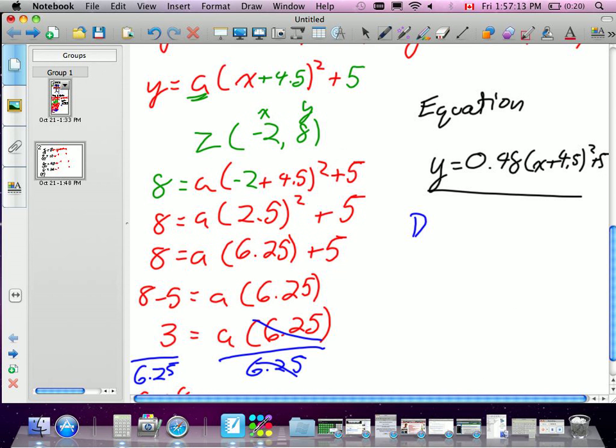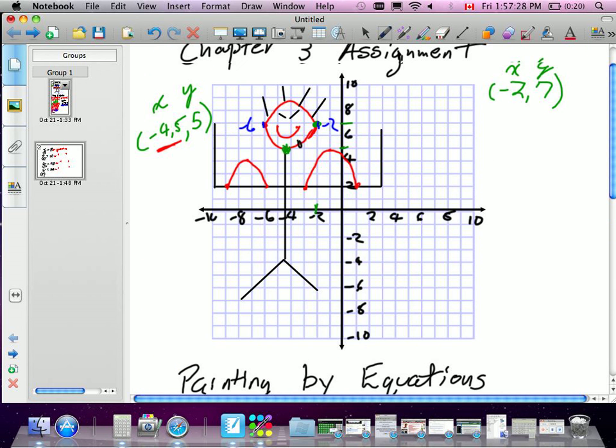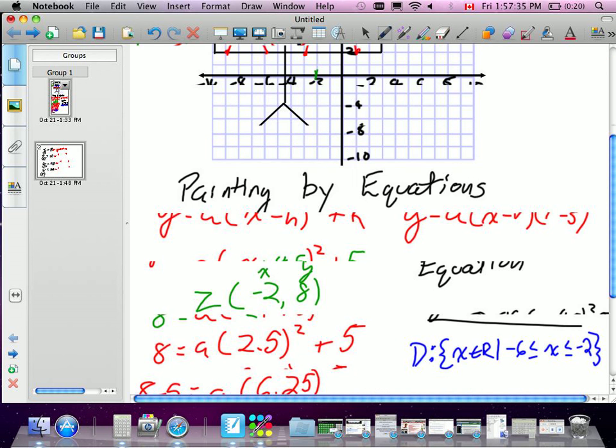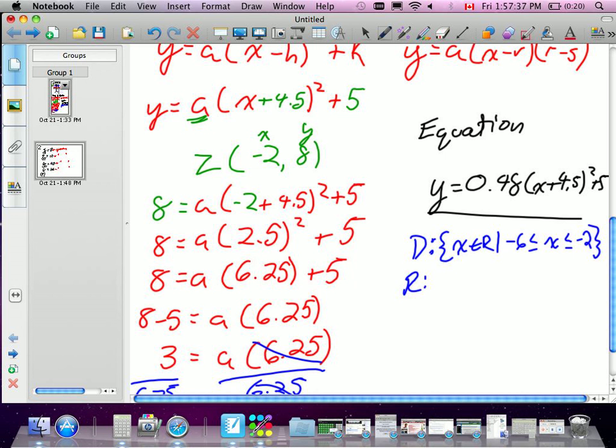The domain of this equation is x is every real number between -6 and -2. I want you to write it in function notation. Same with the range of that function. Its y lowest value was 5 and the highest value was 7. So the exact same idea. The range of that function is y is every real number between 5 and 7.